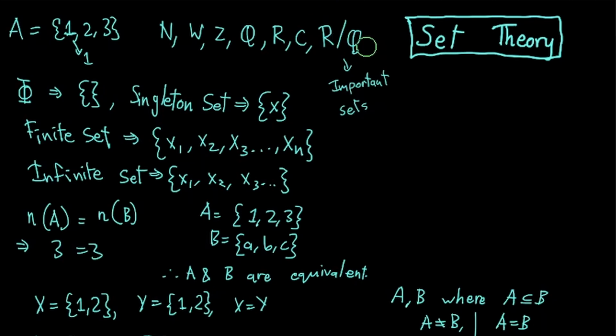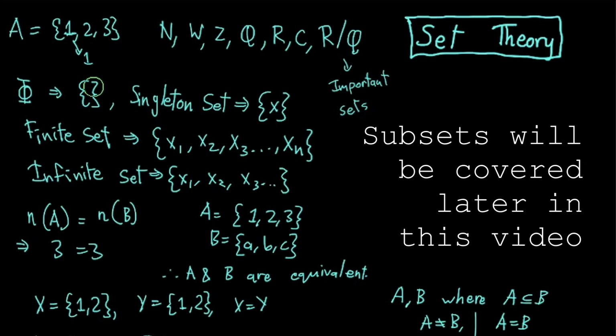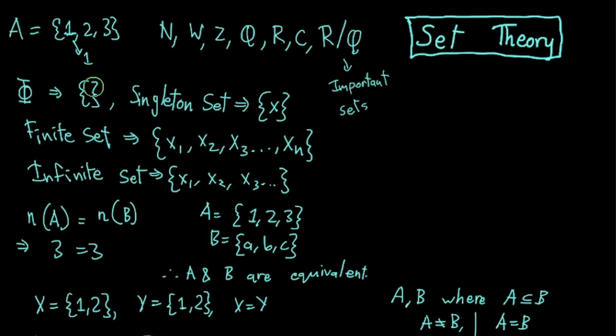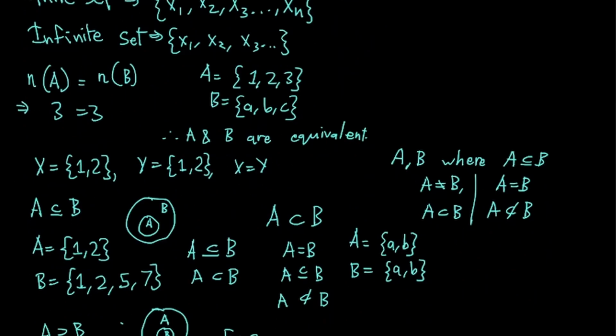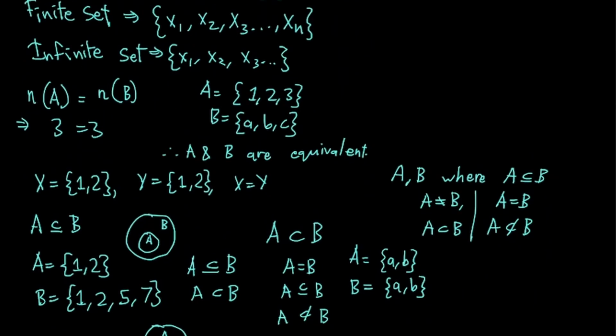And some of the important types of sets in set theory itself are the empty set, which is denoted by the symbol phi. It is a subset of every set. There's the singleton set, which is a set that just has one element. There's finite sets that have a finite natural number of elements in them, and infinite sets, which have an infinite number of elements.